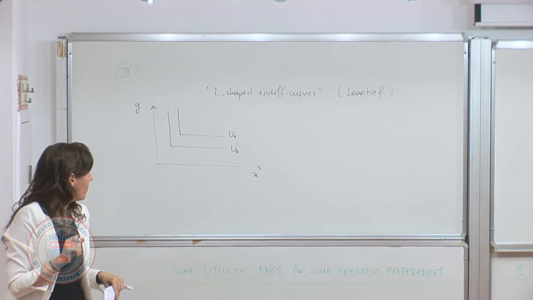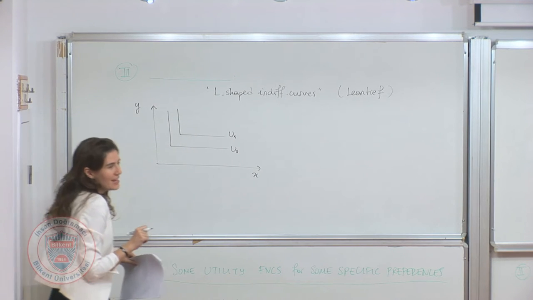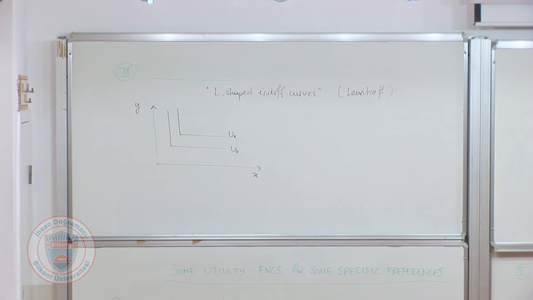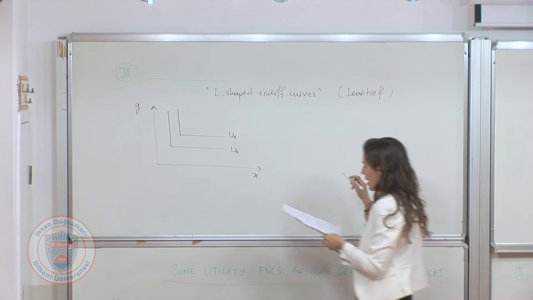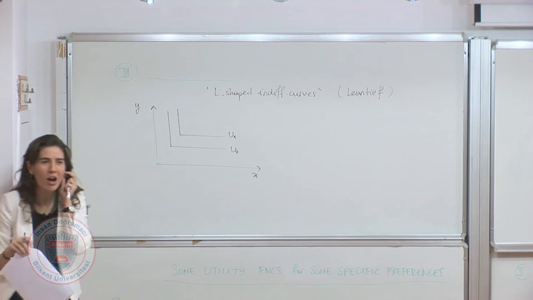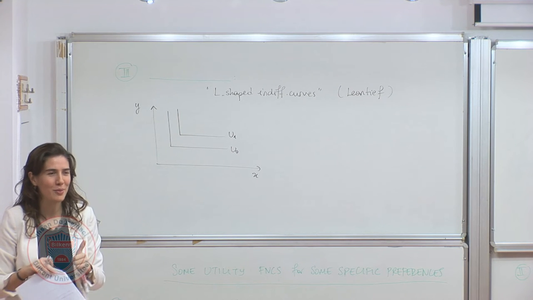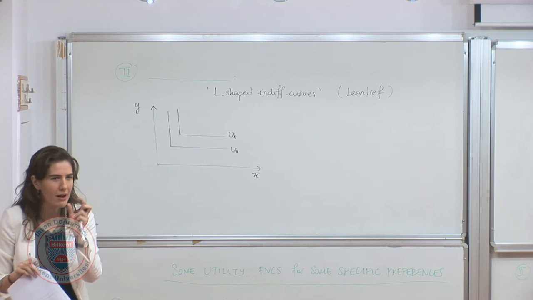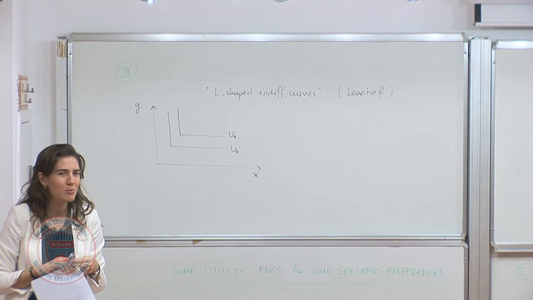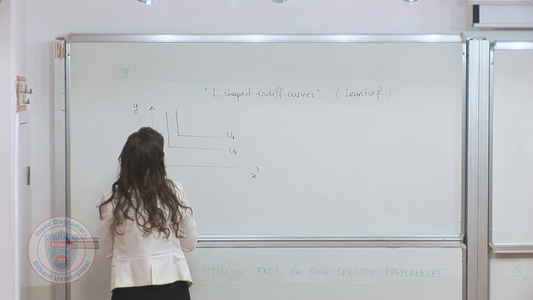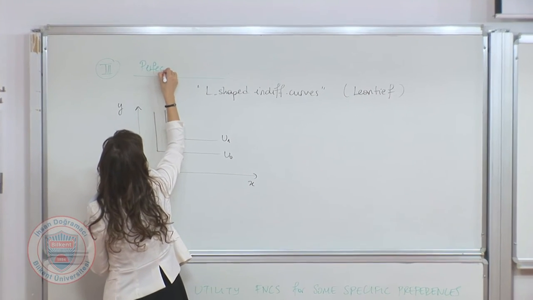Can you have any guess what type of utility function would lead to this kind of indifference curves? It's hard. It should be clear. So actually you guys are guessing in the right way. She's saying that, hocam, these should be like pairs, right? These should be stuff that go together. What were we calling them? Do you remember? These would be perfect complements.